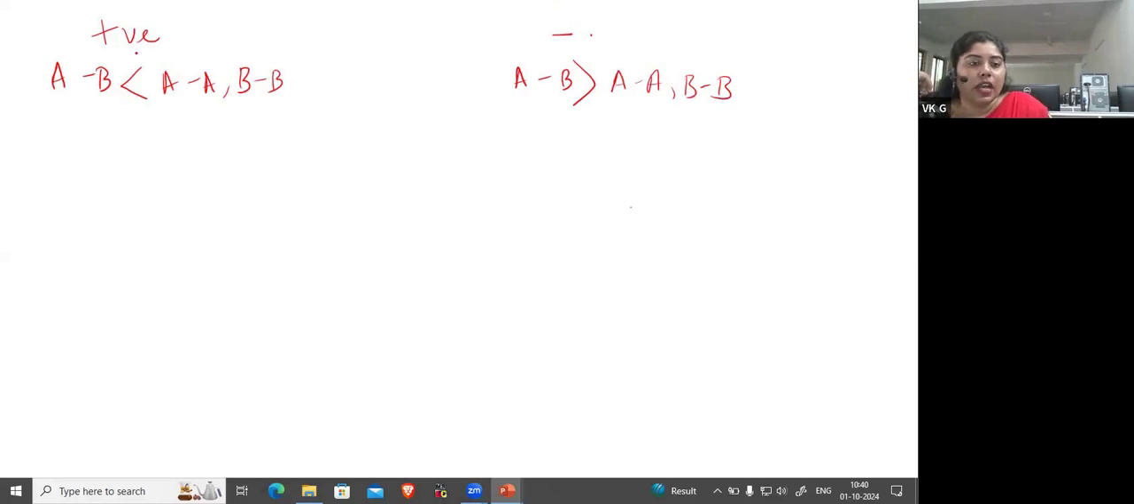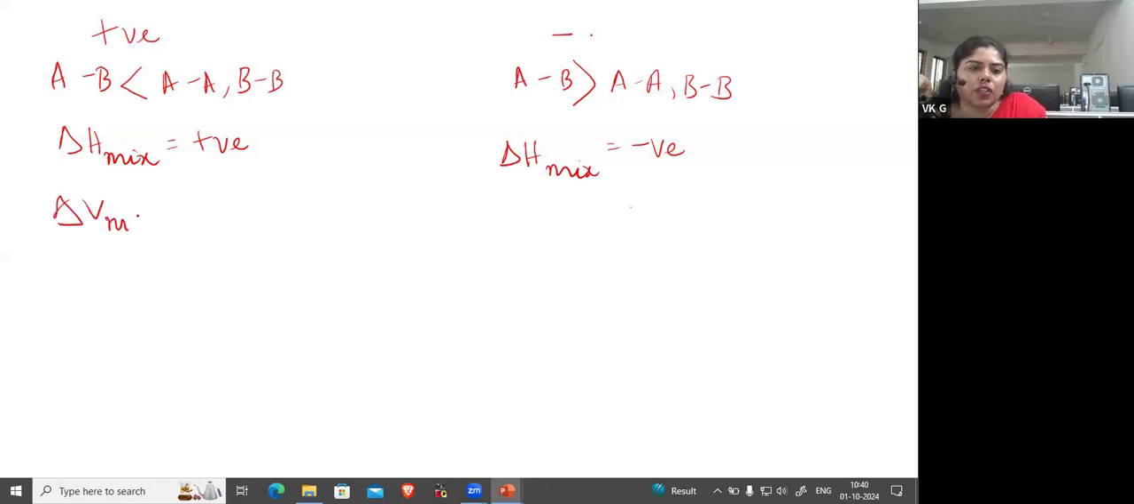This is the first point. Next, you have delta H mix will be greater than 0, that is, it will be equal to a positive value. Here delta H mix will be equal to a negative value. I want you all also to write it down once, scribble it up. Next you have delta V mix equal to positive, and this will be delta V mix equal to negative. Very, very important. Okay. Then you can also talk about a point, that is vapor pressure.